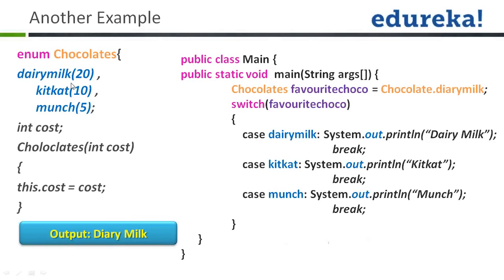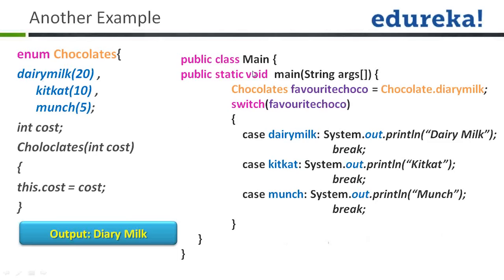Now I come to dairy milk. I've got another enum in which I've got dairy milk. I'm assigning a constant user value, that is 20. I've got Kit Kat with 10 value, Munch with 5. Int cost, chocolates int cost, I pass it this dot cost equal to cost. Now I'm assigning this cost variable a value, the constant that would be assigned to it.